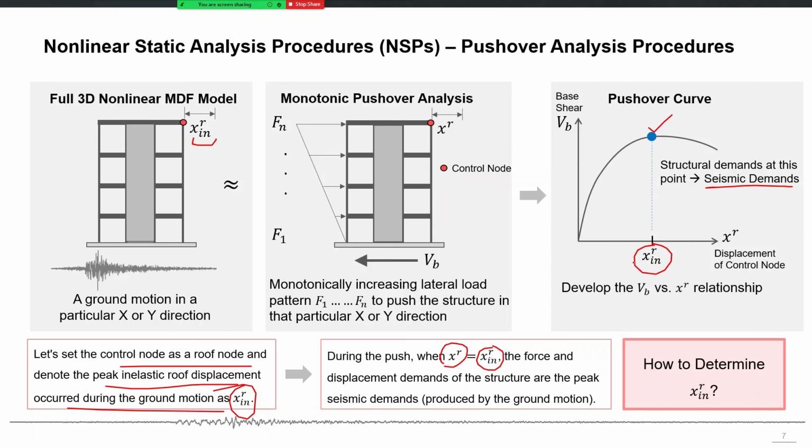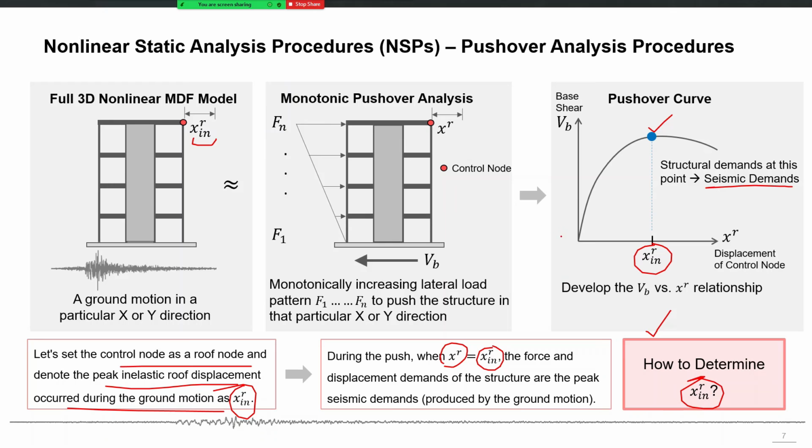So up till this point, all the pushover methods are the same. But from now onwards, the question is how we can estimate this XR inelastic, or the roof displacement caused by the future ground shaking, in advance, so that we can push our building up to that point at least and extract all the shear forces, bending moments, displacements, rotations and everything. So how to determine this XR inelastic? This is the main question. And from here onwards, we have different methods to determine this XR inelastic.